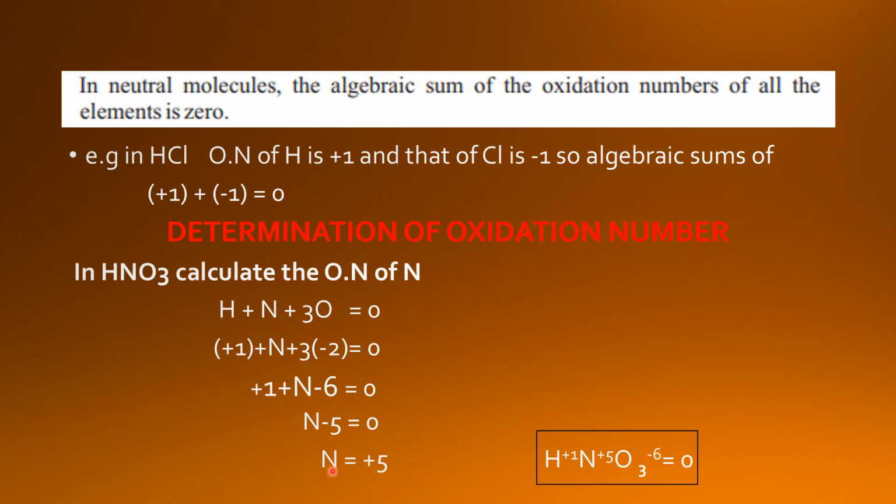Now we can verify this by putting in the oxidation numbers of all the atoms in this molecule. It should be equal to 0. Hydrogen carries +1, we have calculated nitrogen as +5, and the 3 oxygen atoms carry -6 charge. So -6, +5 and +1, the answer will be 0. So as a whole, this nitric acid is a neutral molecule. This verifies that our answer is right.